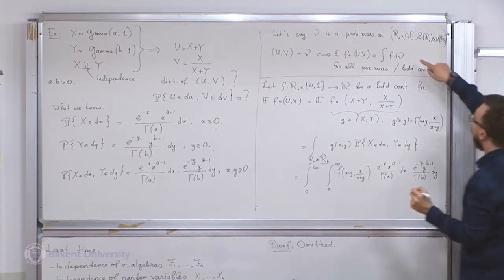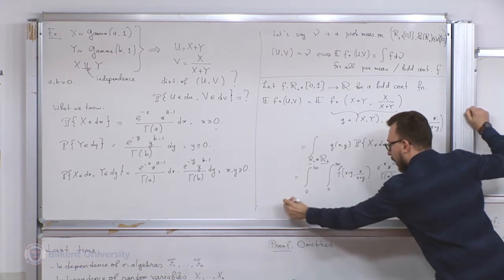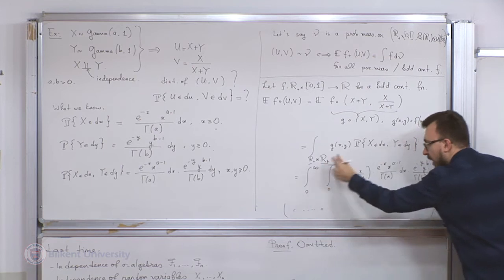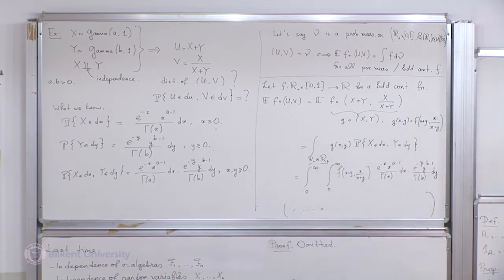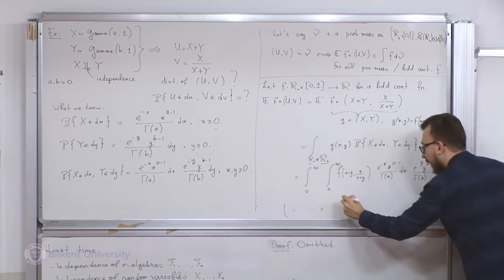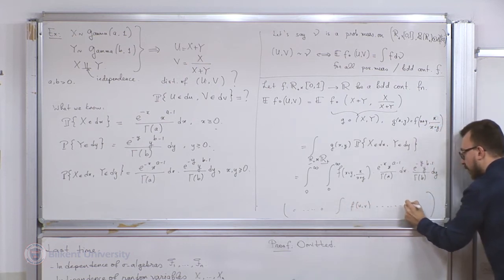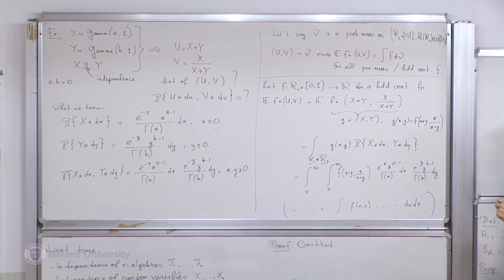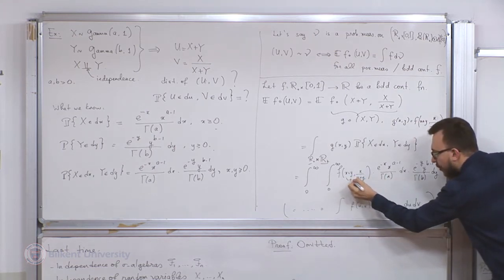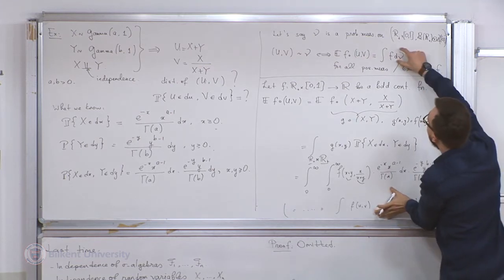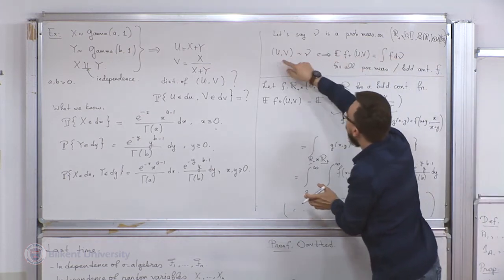And the hope is to get, let me write it in parentheses, the hope is to make some change of variables, etc. here, and get something like this, f of u, v, du dv. Because if I can make this u and this v, whatever here is going to be the distribution of uv.